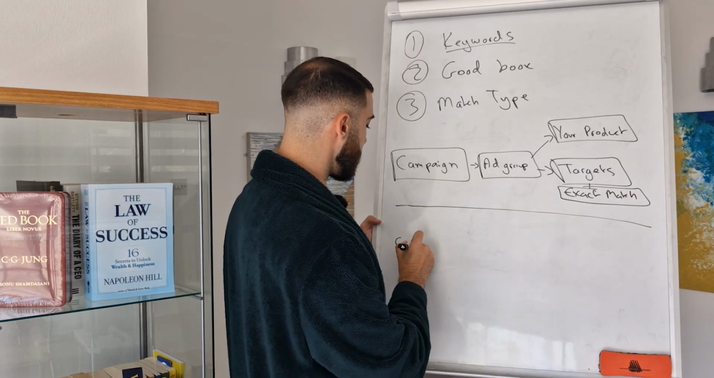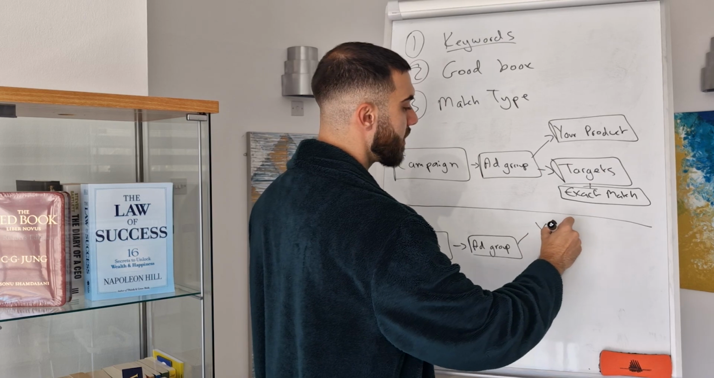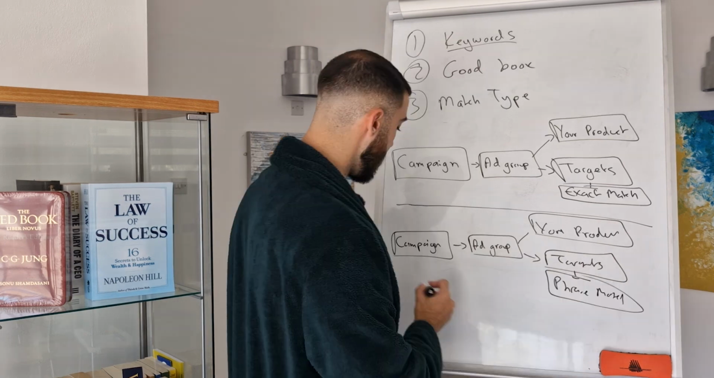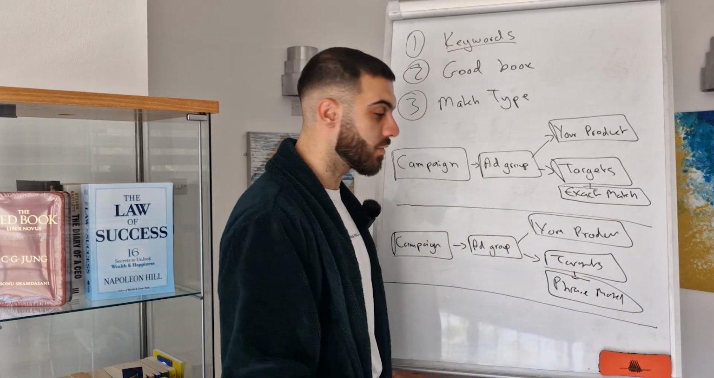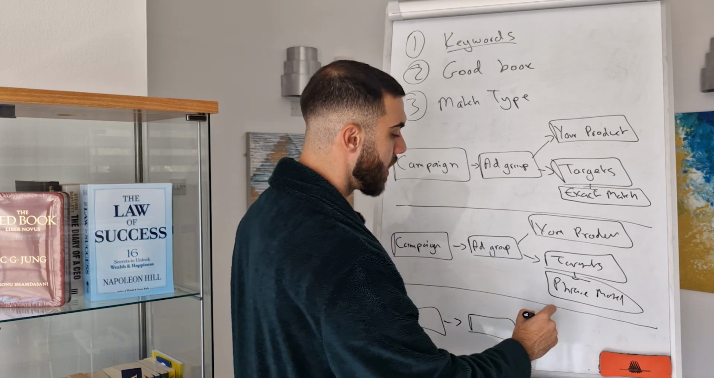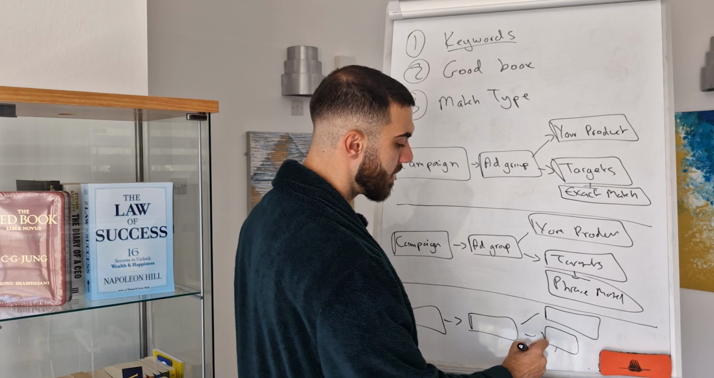Now, exact match is over. What are you going to do next? You're going to do the exact same thing. But this time, you're going to target everything in phrase match. Here you have your targets and then phrase match. And then once that's done, guess what you're going to do now? Exact same thing. Different campaign, different ad group, your product. Then you're going to have your targets, and then your targets are going to be in broad match.